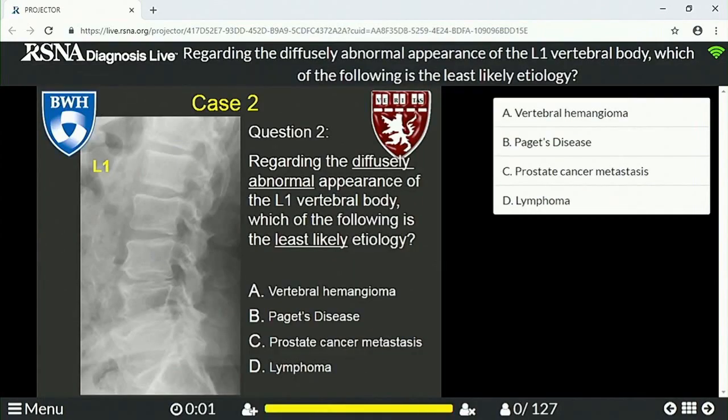So again, diffusely abnormal appearance of L1, least likely etiology. Is it a vertebral hemangioma? Paget's disease, prostate cancer metastasis, or lymphoma?